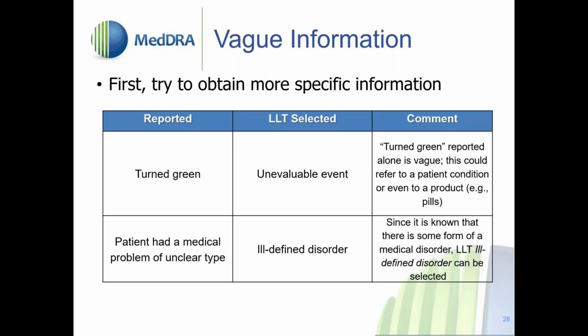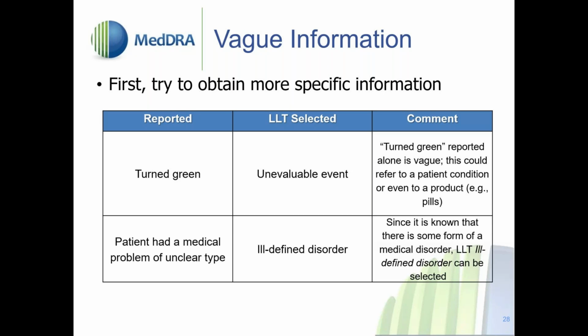So something like the patient had a medical problem, but it's not clear what that medical problem was, then you choose something like ill-defined disorder, because that word disorder indicates that there's a medical pathology happening here. We just don't know what it is. So that's the difference between the two.